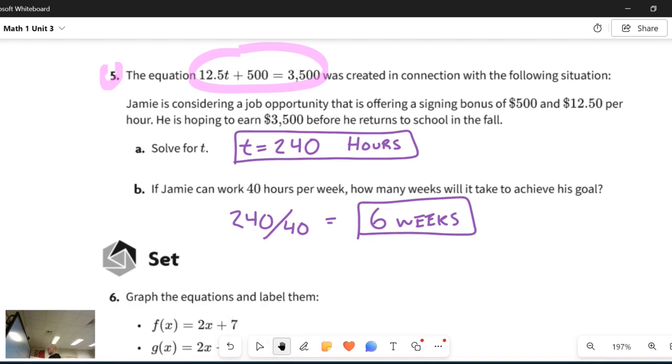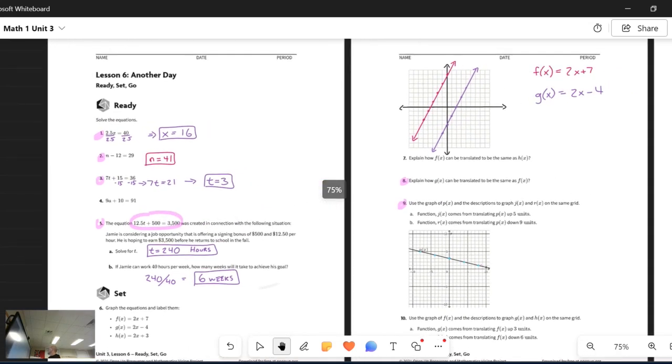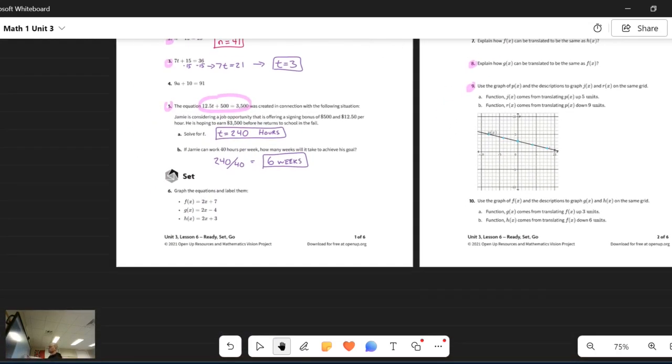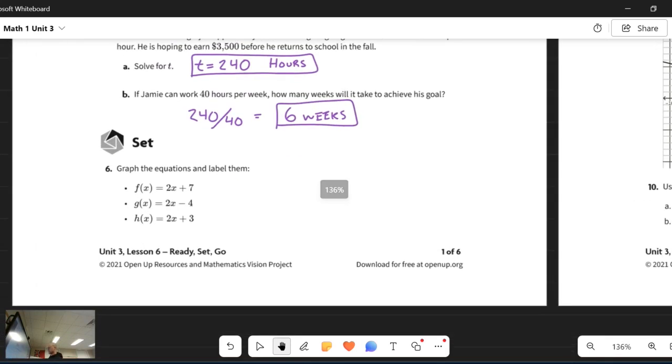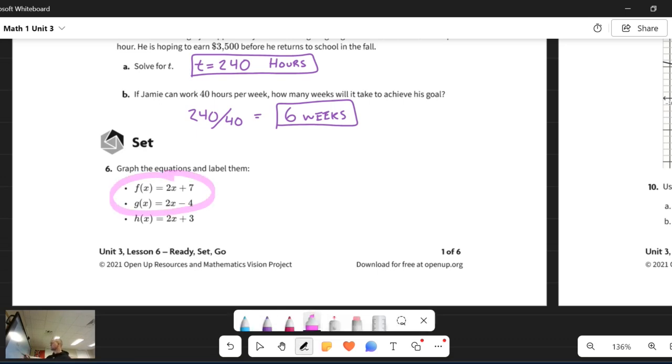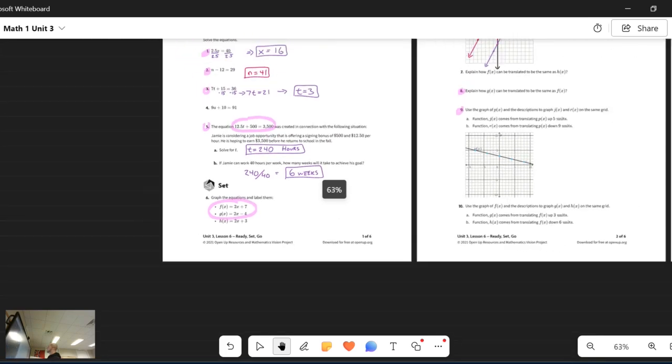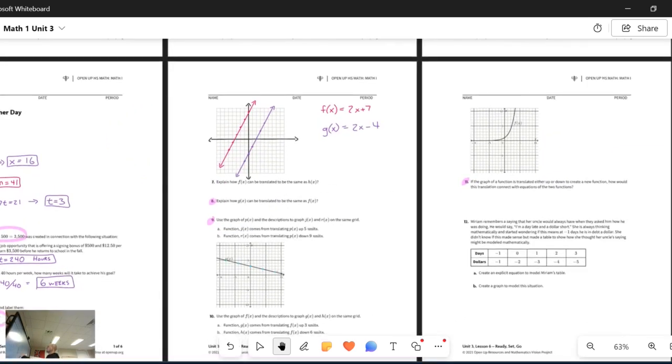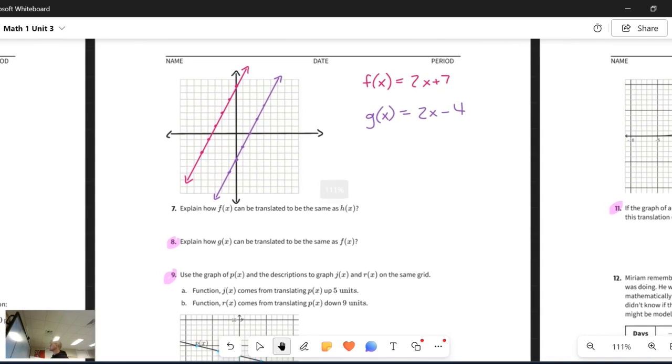So moving on to problem 8. I did draw in some things, sorry, just to show this. Problem 8 uses some information from problem 6. It really only uses f of x and g of x, which are these first two equations. I graphed these preemptively on the next coordinate plane. I end up with f of x equaling 2x plus 7 there in pink, and then g of x is equal to 2x minus 4 in purple, the lower of the two.